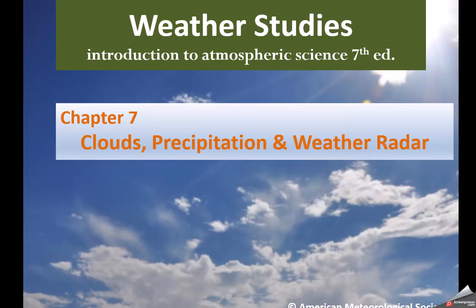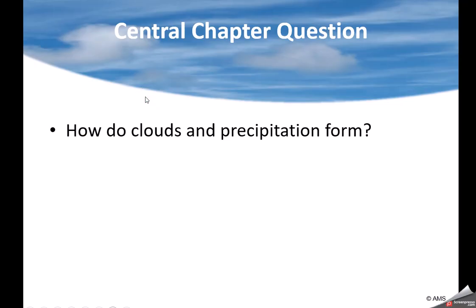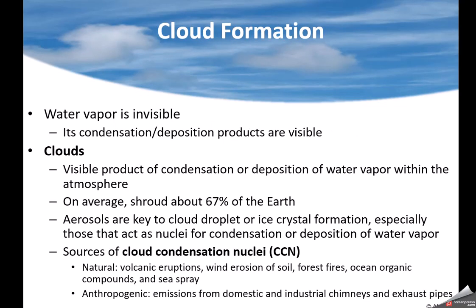All right, we're going to talk about the clouds and precipitation now. I've talked about weather radar. So how do clouds and precipitation form? You'd say, oh, easy, right? Moisture condenses, there's a cloud. Well, no. Clouds actually require, for condensation to occur, a piece of dirt, something like salt or erosion of soil, even things like domestic chimneys and exhaust pipes.